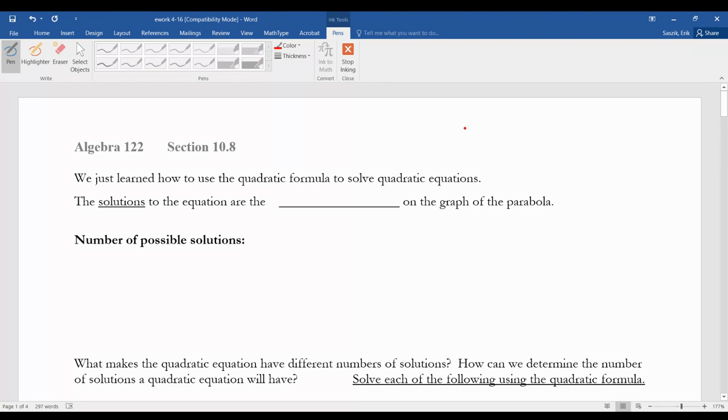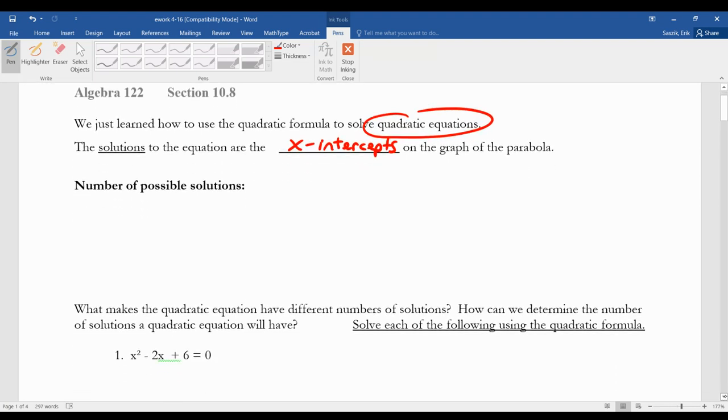Remember, we were solving quadratic equations using zero product property. We were also doing square roots, and then we were doing quadratic formula. So we had all those ways of solving quadratic equations. Now the solutions to the equation, if you remember, we did mention this, they're also called the x-intercepts on the graph of the parabola. Okay, so x-intercepts and solutions mean the same thing.